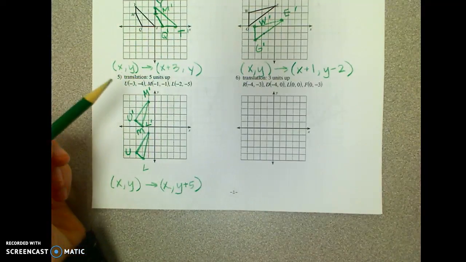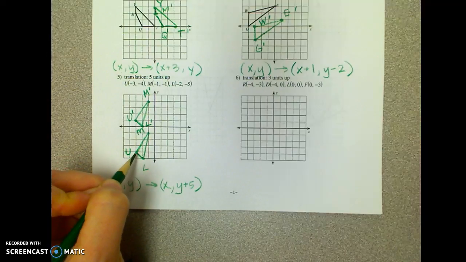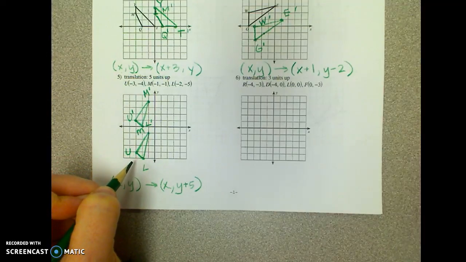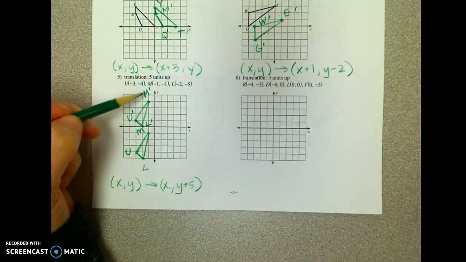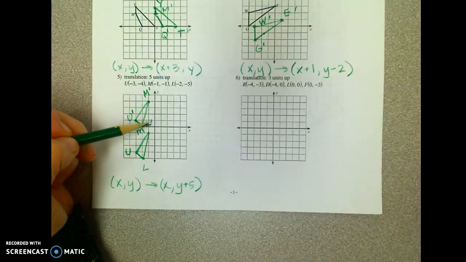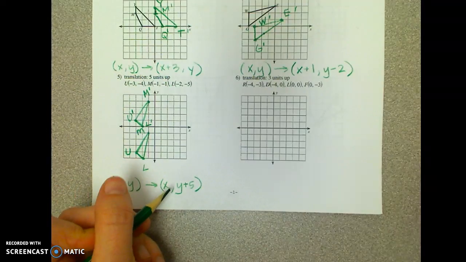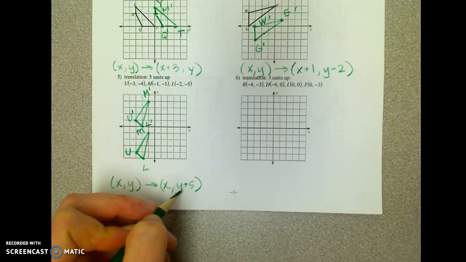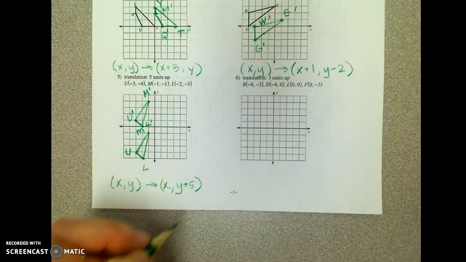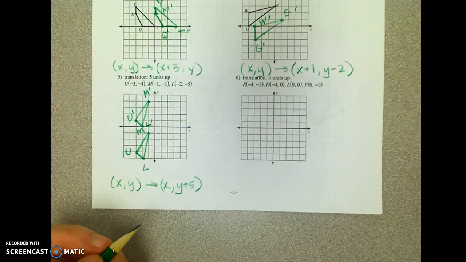Okay, so for number 5, this was my first image right here. And then it said to translate it 5 units up. So I just took each point and slid it 5 up, labeled my new points with the prime symbol. My rule down here says (x, y), and then x stayed the same. I didn't move left or right, but for each y point, I added 5. So that would be the new rule that I'd write.